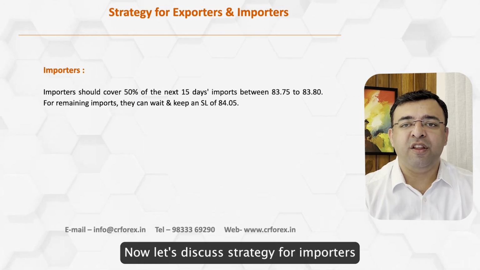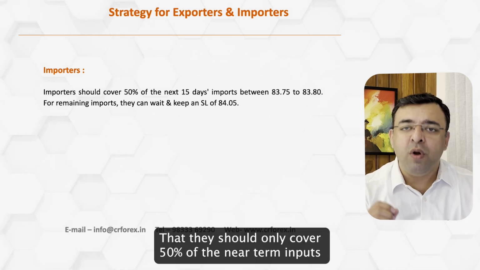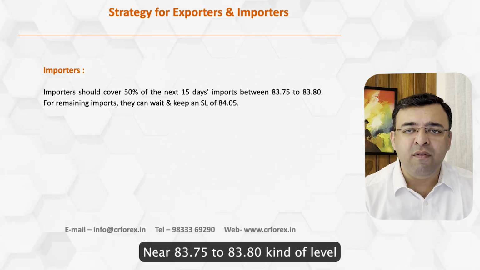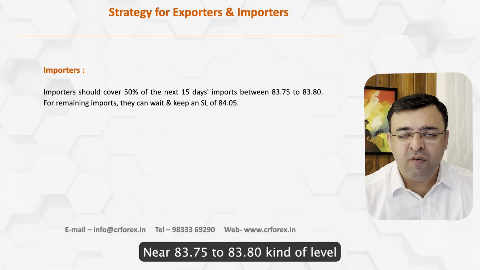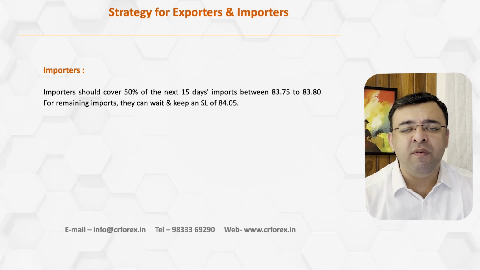Now let us discuss strategy for importers. For importers, we will suggest that they should only cover 50% of the near term imports near 83.75 to 83.80 kind of level. For the remaining, they should keep a strict stop loss of 84.05 and wait.